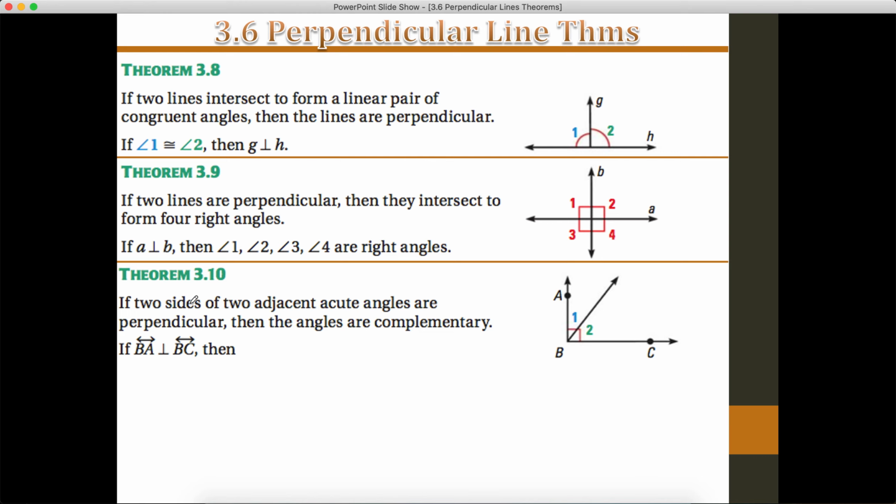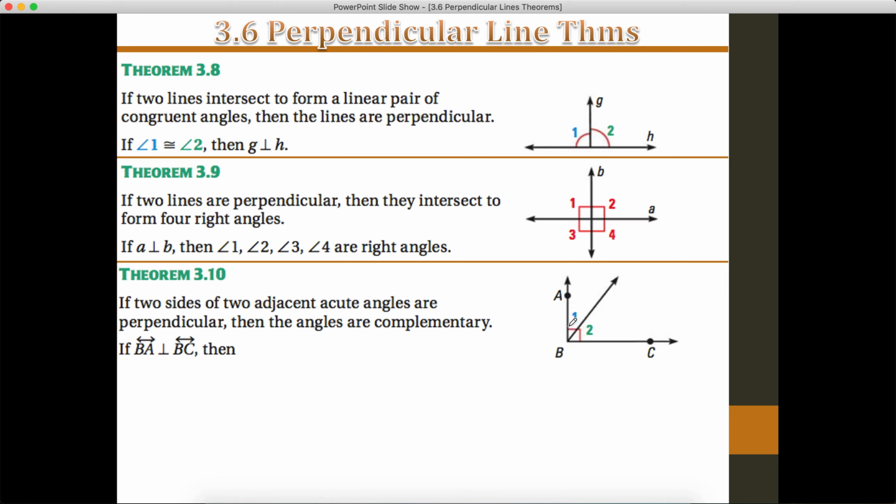The last theorem on this page, theorem 3.10. If two sides of two adjacent angles are perpendicular, then the angles are complementary. So I have angle ABC. I know that AB and BC are perpendicular to each other. I know that a ray goes through this. I'm not going to say bisect, because that would imply that 1 and 2 are congruent, but we don't know that. Let's just say a ray goes through this and cuts up this 90 into two angles.